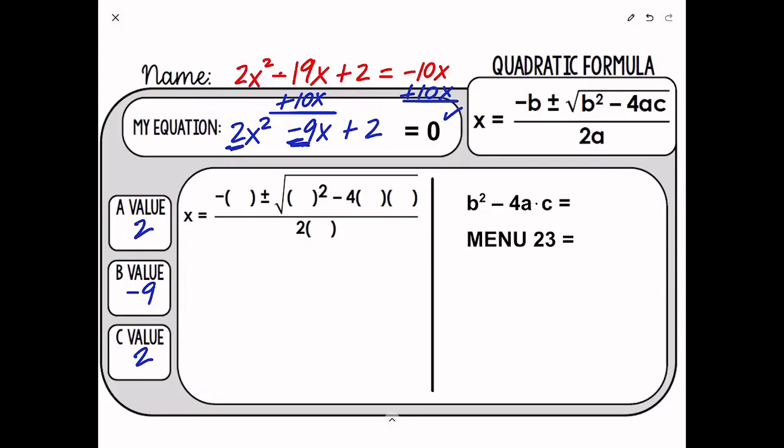Now, just like we've done in the previous videos, we're going to plug these numbers in. So we're going to plug in a negative 9 here, negative 9 here. The A value is 2, and the C value is also 2. Now, from here, just like in the other videos, we're going to use the calculator. So let's go get it.